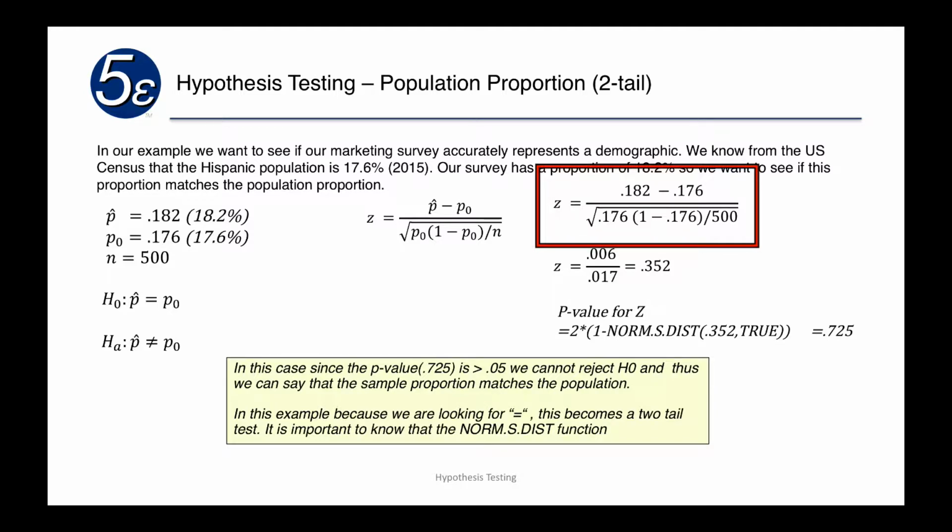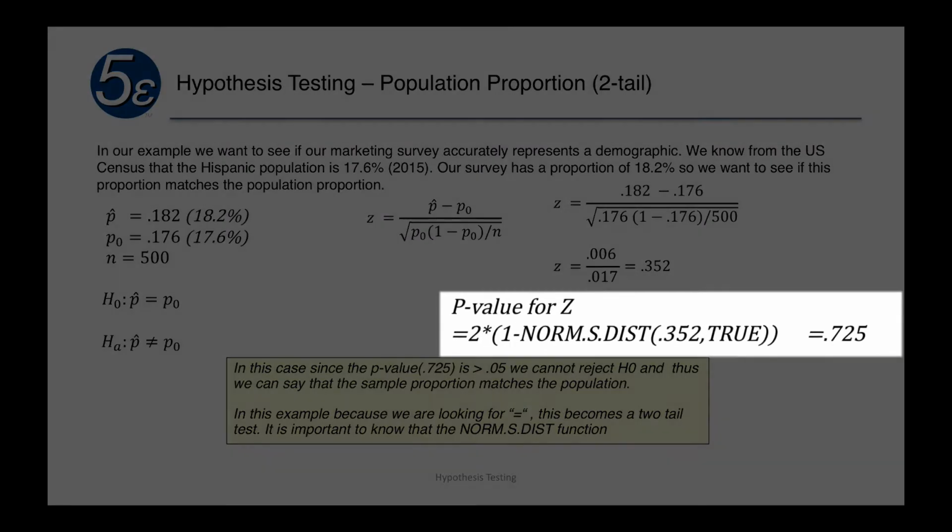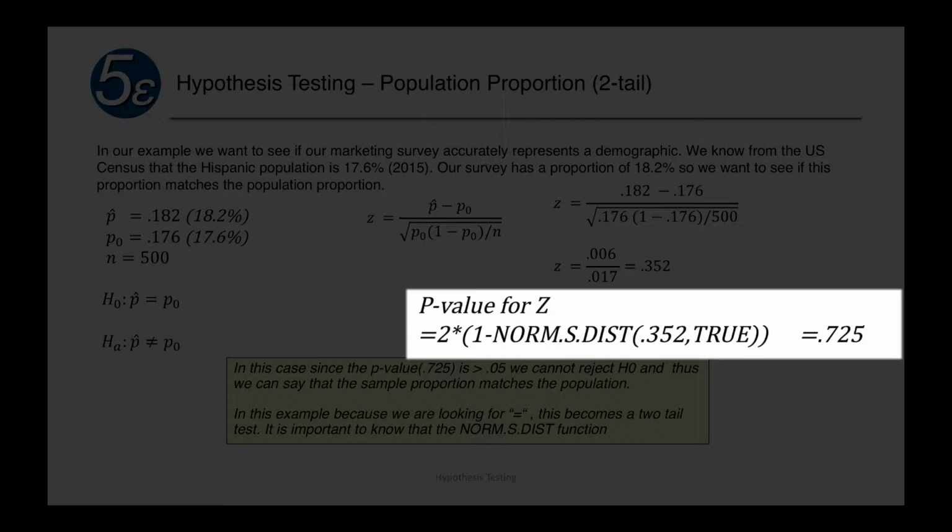All the way on the right, we calculate the Z statistic, and we just plug in the numbers. We have 0.182 minus 0.176, all over the square root of 0.176 times 1 minus 0.176 divided by 500. And we end up with 0.006 divided by 0.017, which equals 0.352. What we're going to do is, in order to calculate the p-value, we will actually need to take 2 times 1 minus the NORM.S.DIST of 0.352 with cumulative true. And this will give us 0.725.